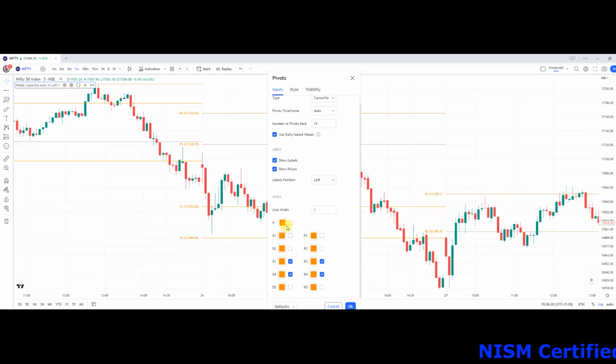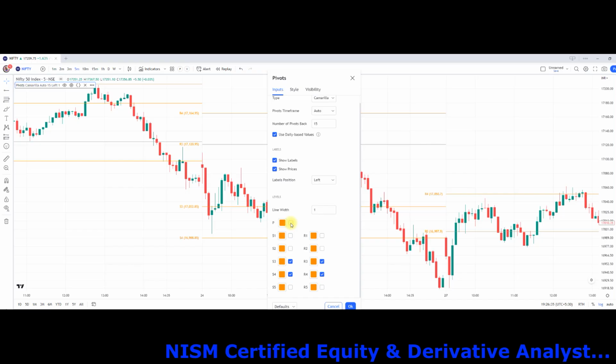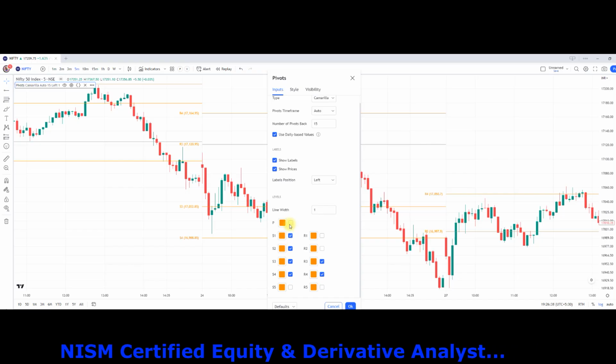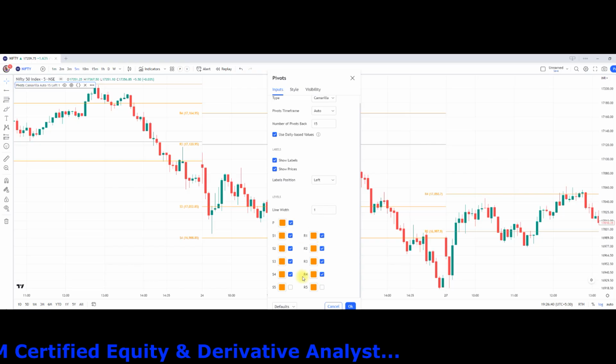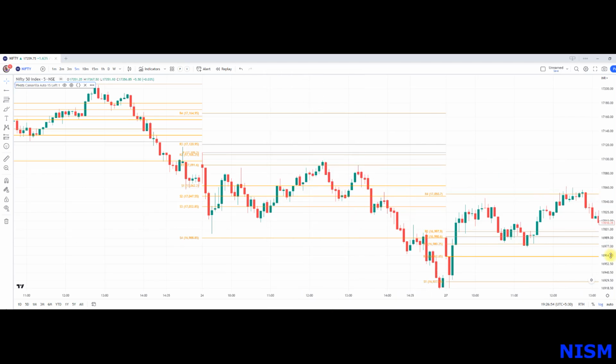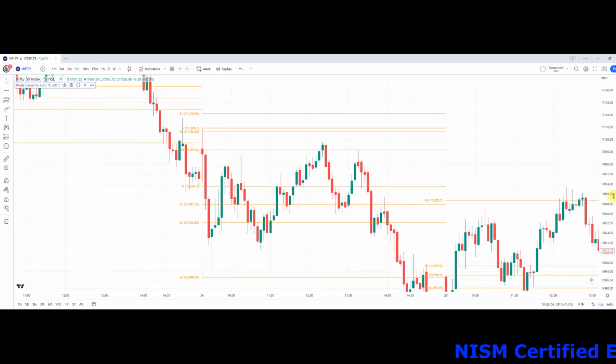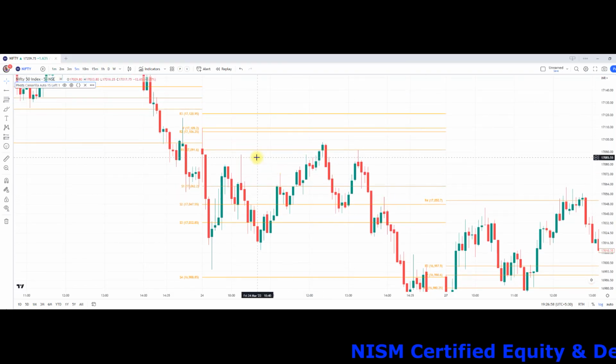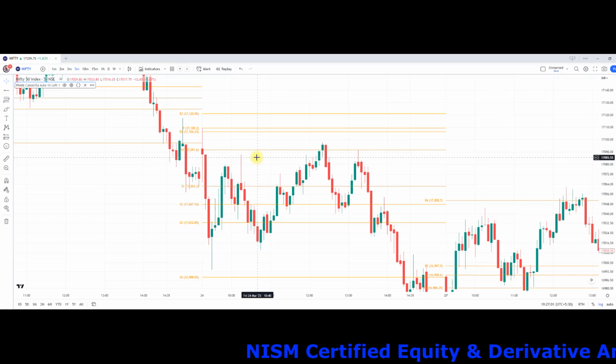Okay. Now next is the pivot point, as I already showed in the PPT. What is PP and what are S1, S2. So here we will check everything and we can see how the chart will look. S5 and R5, we don't want to check. So I have checked P, S1, S2, S3 and S4, R1, R2, R3 and R4. Click on OK. So now I have expanded the chart. So here we can see the levels.